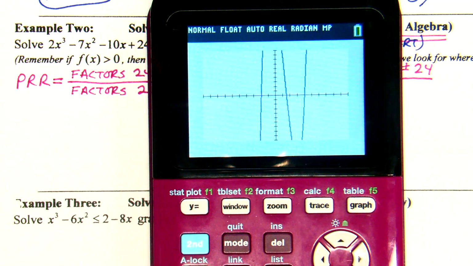I don't know if this is showing up virtually or not. Yeah, it looks like you guys can see the graph. Thoughts? What do my zeros look like just by eyeballing? Not by trying to trace, not by trying to find zeros, but just by eyeballing.